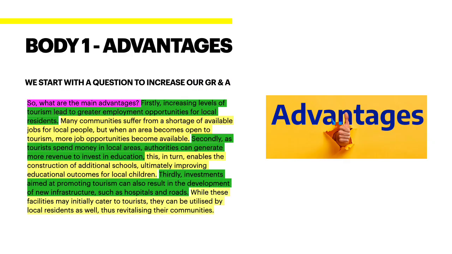So we start our advantages off with a question. This improves our grammatical range and accuracy, and it leads the examiner into the advantage paragraph. Then we make a point. We talk about tourism leads to more jobs. Then we extend the point. So the green is our point. The yellow is the extension. Notice how closely that my essay follows the brainstorm. As I said, when we've done our brainstorm, our essay's pretty much finished.